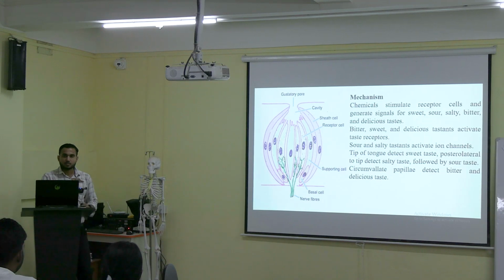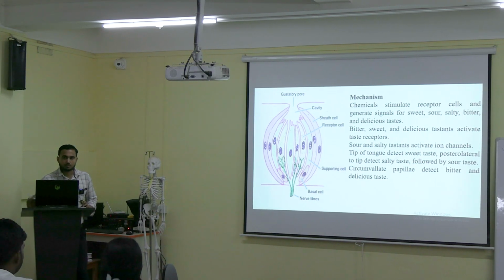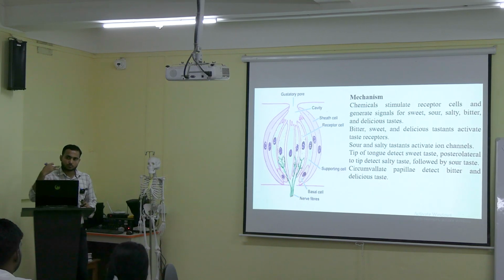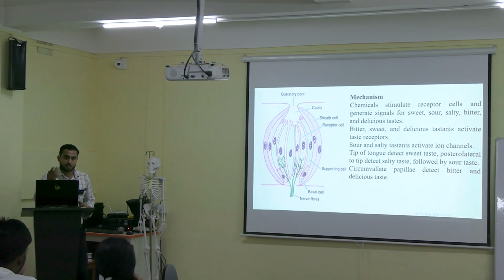Then a taste pathway is there. Through the taste pathway it will go to the taste center in the brain, and then we feel the taste. Now in detail you have to know from which part of the tongue which particular nerve is carrying, how the taste pathway is traveling, from which part of the central nervous system it is going, and in which area of the cerebral cortex it is present. That will complete the taste pathway.